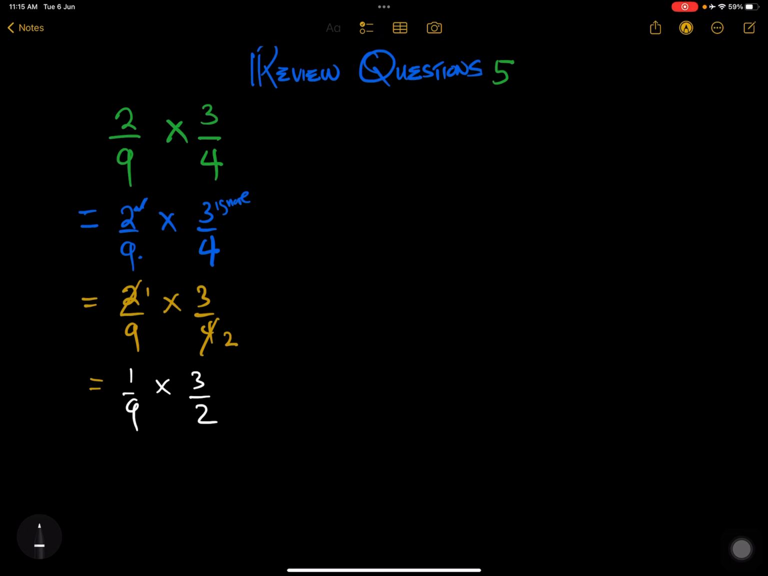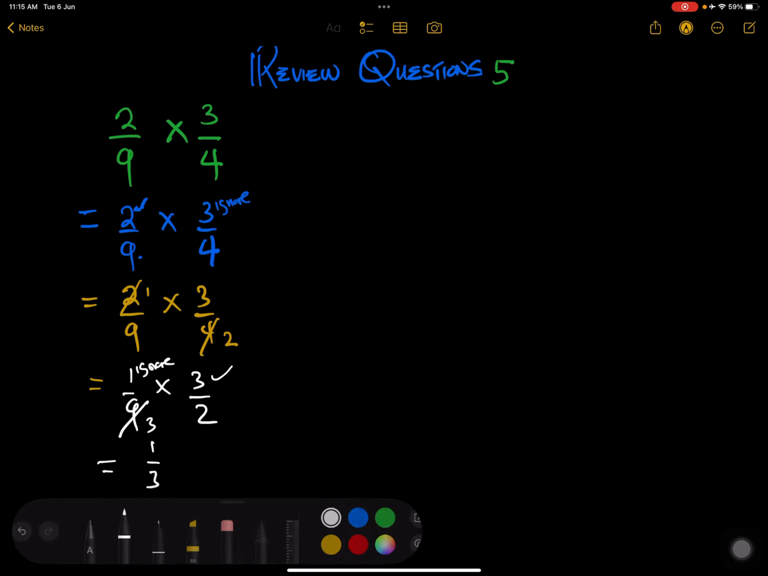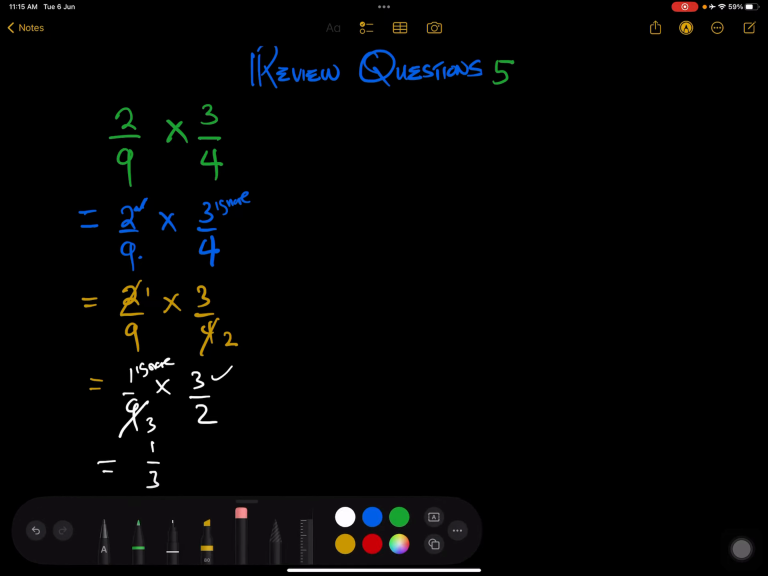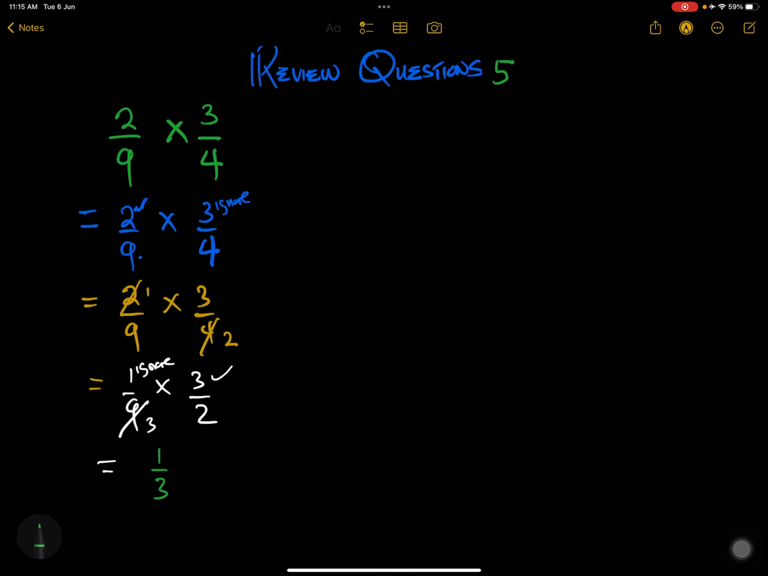Now, if we pick this number 3, we are going to ignore the 1. And we ask the question, can 3 go into 2? And the answer is no, it's not possible. But 3 can go into 9 because there's a common factor, which is 3. So we're going to have 1 over 3 multiplied by 3 over 2.